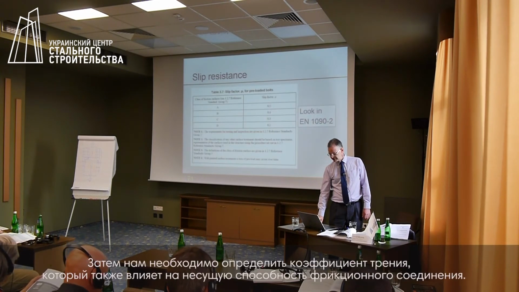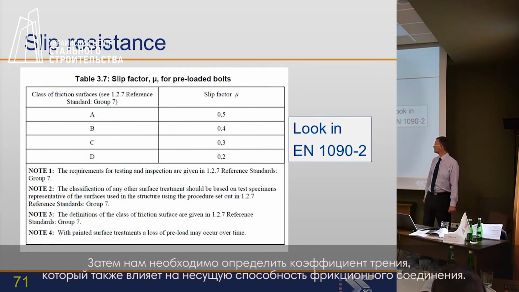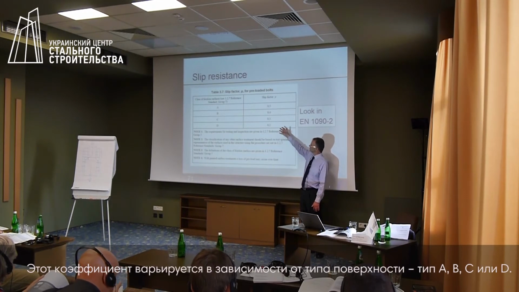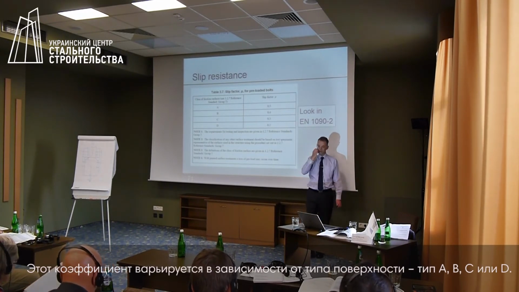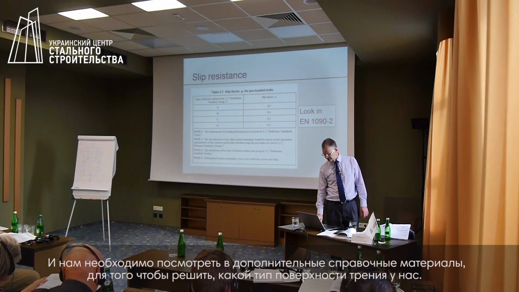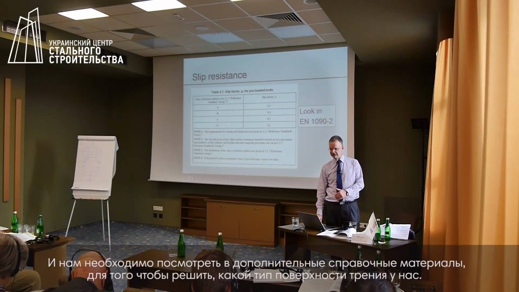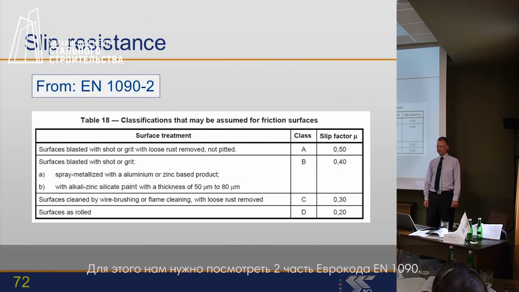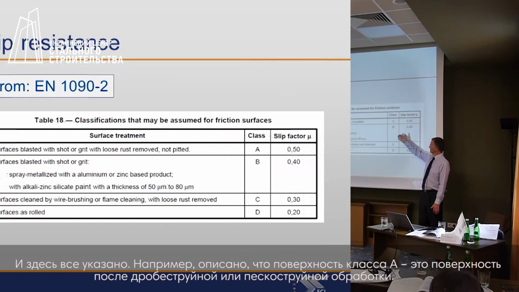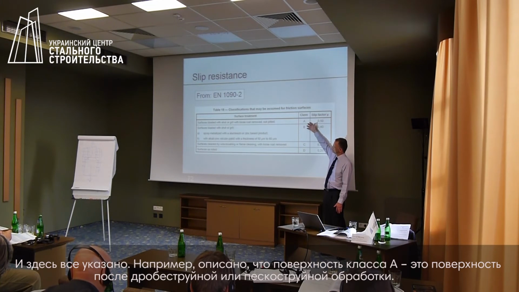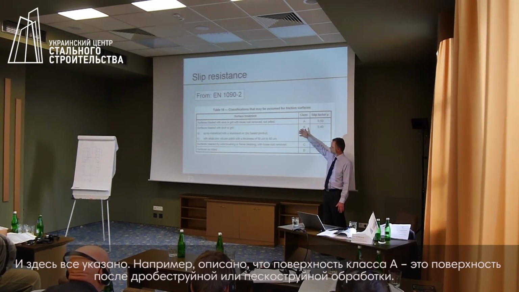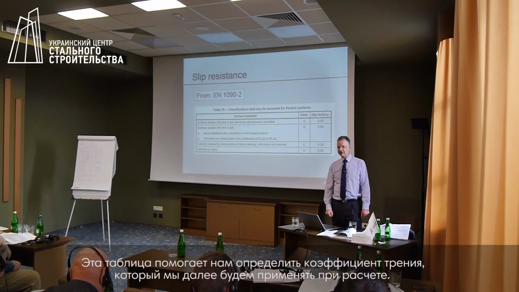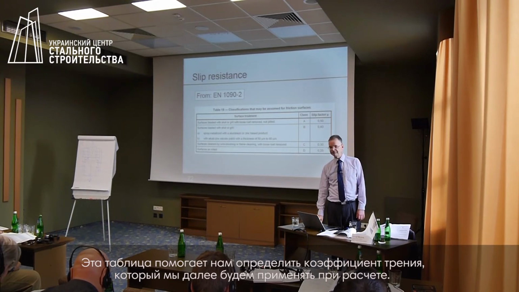Then we need the factor which governs slip resistance, the slip factor. So there are a number of slip factors for surfaces A, B, C or D, but we need to look somewhere else to decide what A, B, C and D represent. So we would look in EN 1090 part 2, and that tells us, for example, that for surface type A the surface has been shot blasted. That will define for us the slip factor that we use then in the calculation.